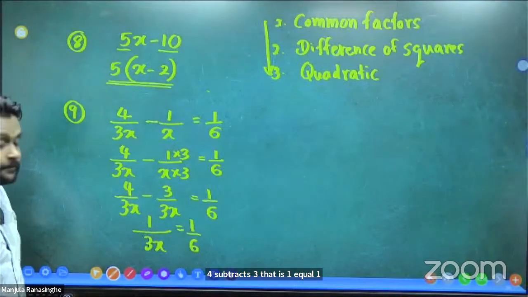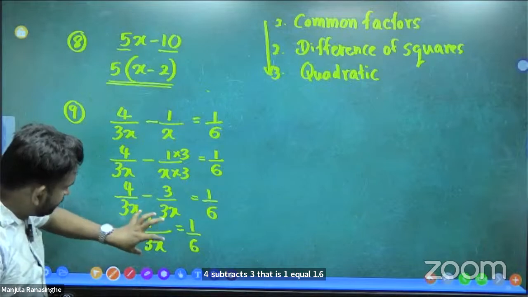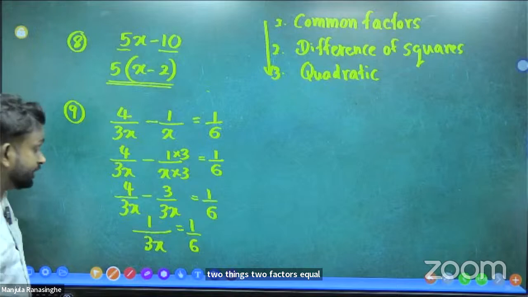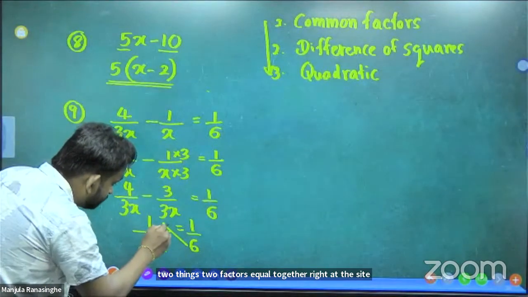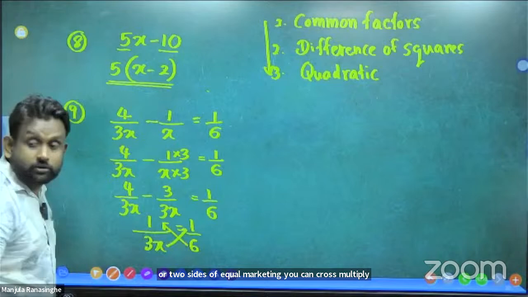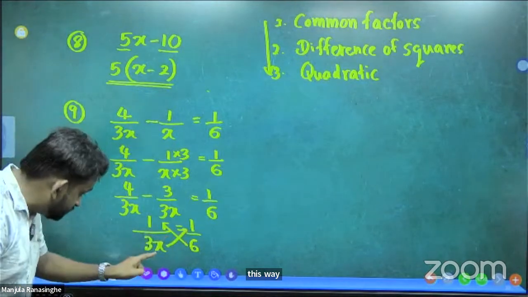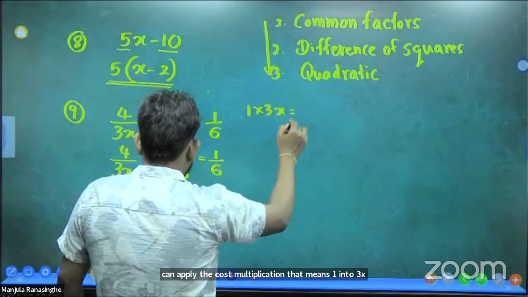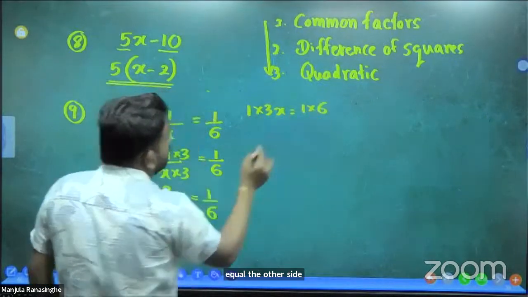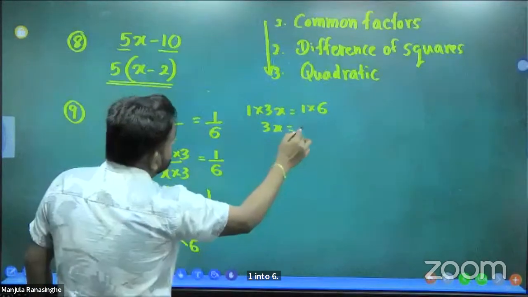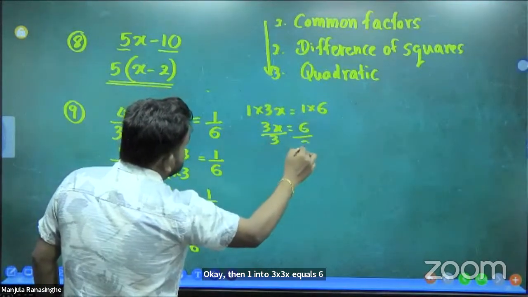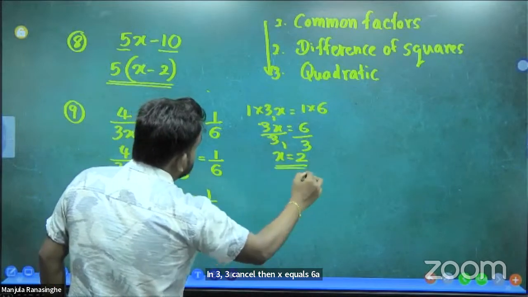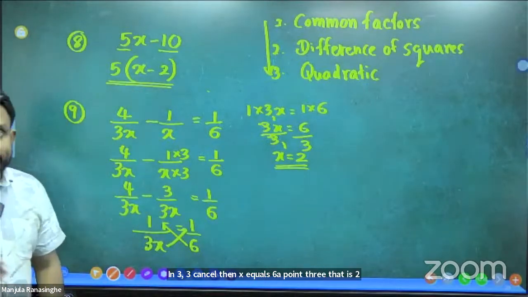Okay, in this manner, when there are two fractions on the two sides of the equal mark, you can cross multiply. You can apply the cross multiplication. That means 1 into 3x equals the other side, 1 into 6. Then 1 into 3x equals 6. Just divide by 3 on both sides. Then 3 cancels. Then x equals 6 upon 3. That is 2. Okay, hands up those who got the answer.